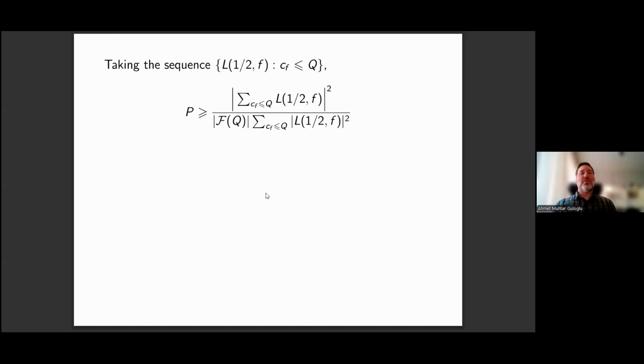Okay. So now, if we take the sequence as the values of our L functions, let's say we have an infinite family of L functions, we're going to get, as I told you, this. So the denominator over here is called, for example, the second moment. And this is called the first moment squared. Okay, you need a lower bound for this and an upper bound for this to be able to say something about proportion. Okay, and that's where the story begins, basically.